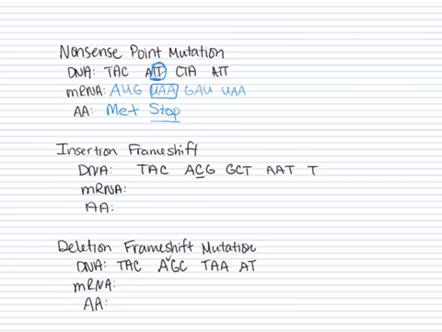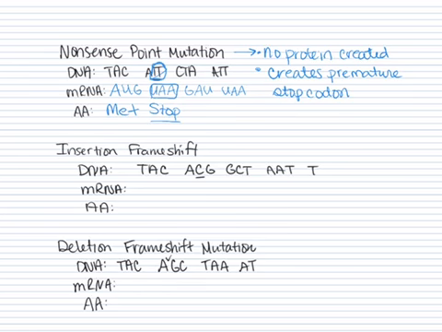So with a nonsense mutation, no protein is created, and it creates a premature stop codon.